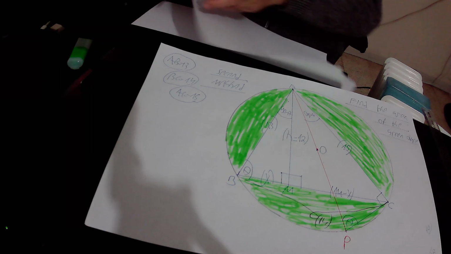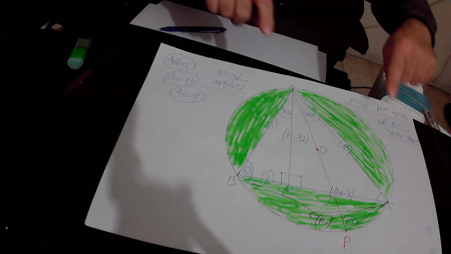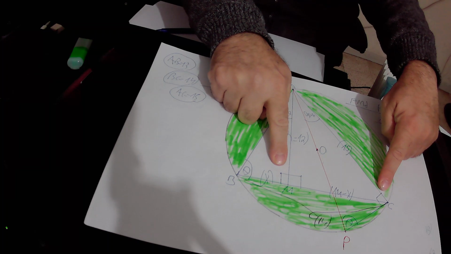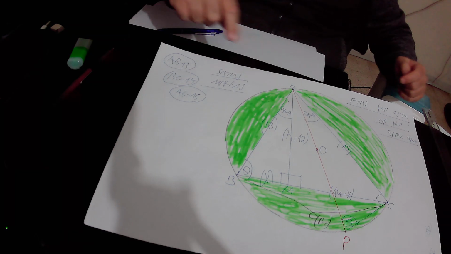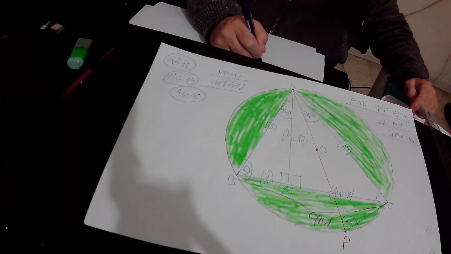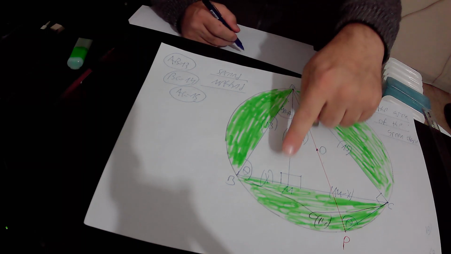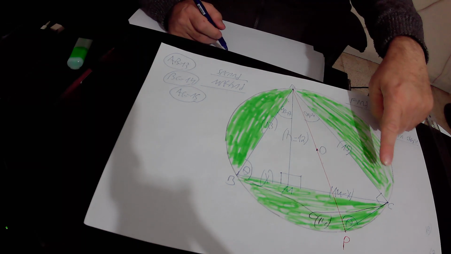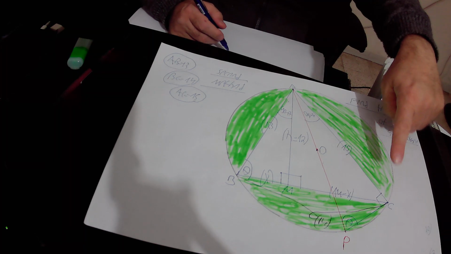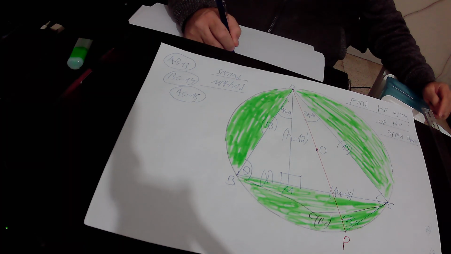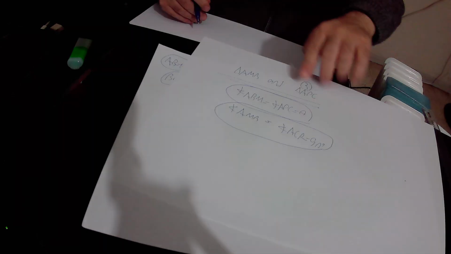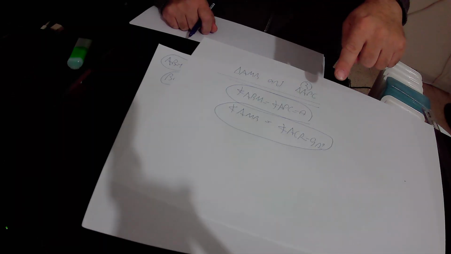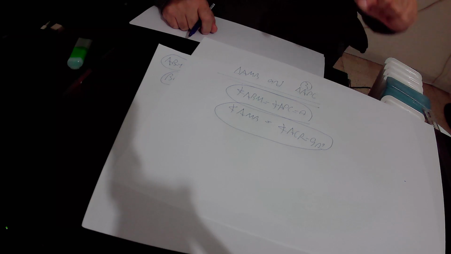In addition, those two angles are both equal to 90 degrees, therefore they are equal to each other. So angle AMB in triangle AMB equals this angle, angle ACP in triangle ACP. Repeat again. Angle AMB in triangle AMB equals angle ACP in triangle ACP. They are both equal to 90 degrees, therefore they are equal to each other.